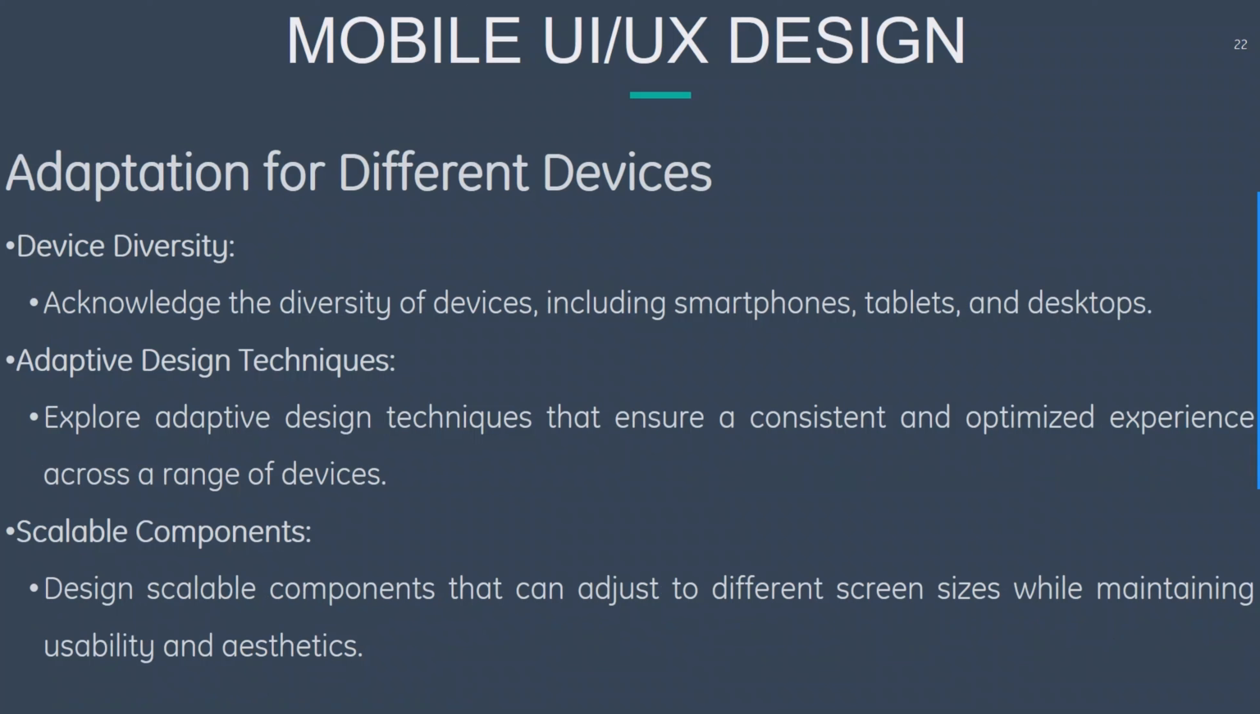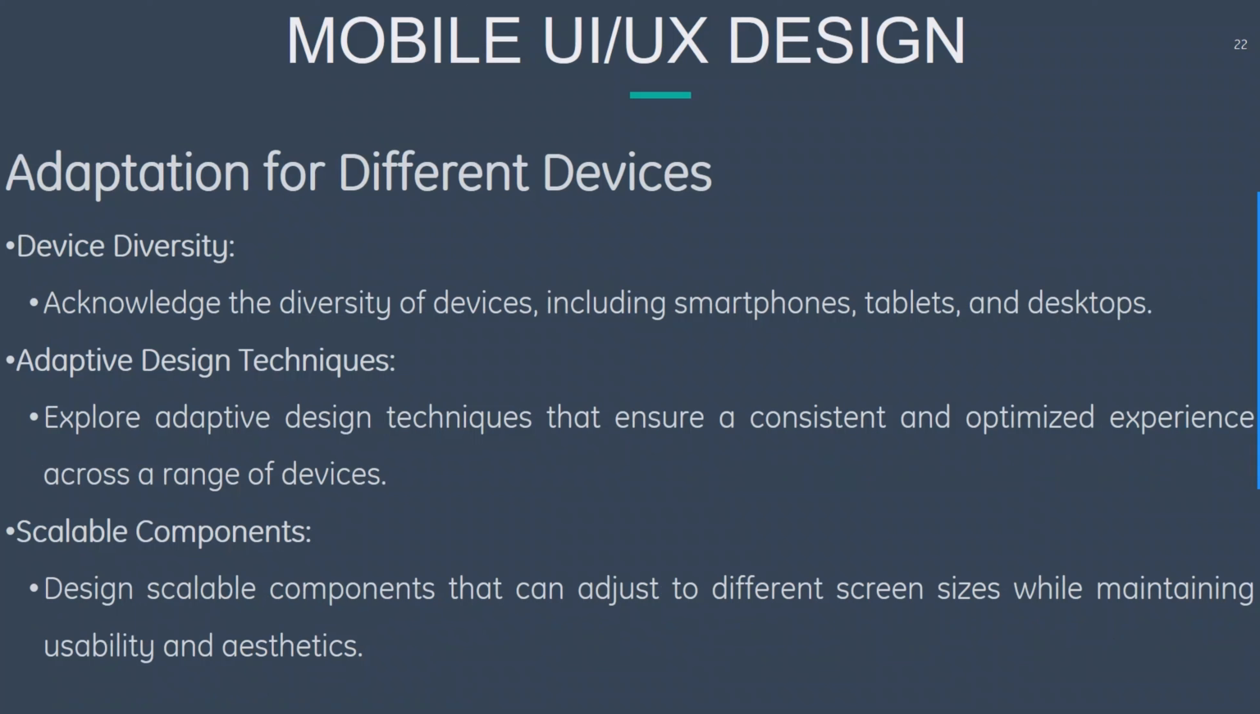So, what is adaptation for different devices? For different devices, it differs based on the model or the supportability. Firstly, we have device diversity: acknowledge the diversity of devices, including smartphones, tablets, and desktops. Then we have adaptive design technology. This explores the adaptive design techniques that ensure a consistent and optimized experience across the range of devices.